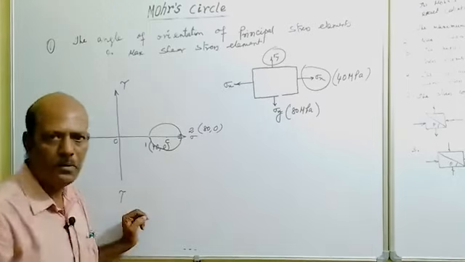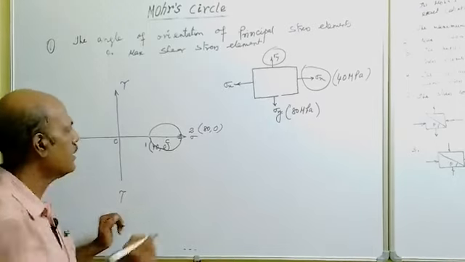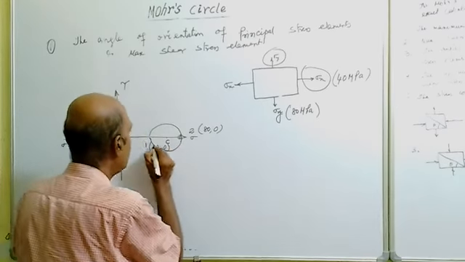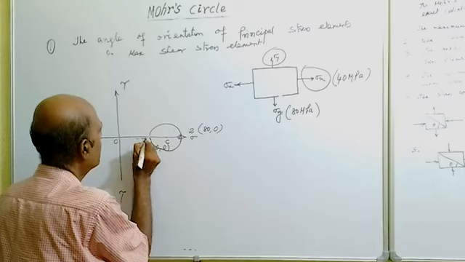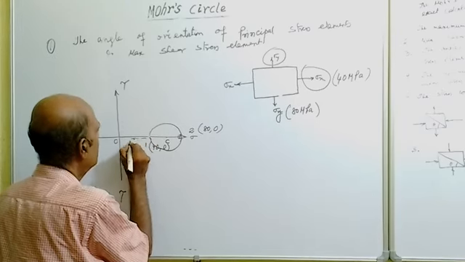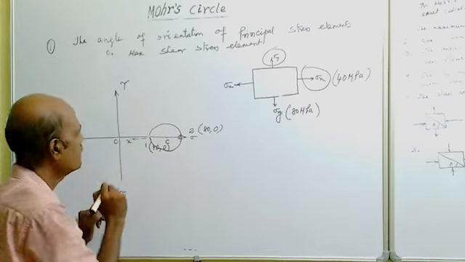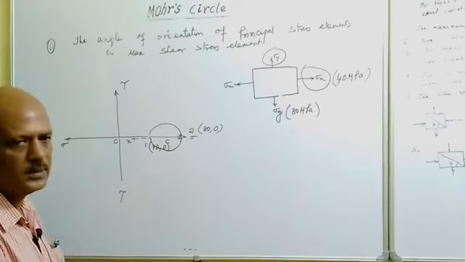Now we want to mark the x axis. Where is the x axis? So the first point is plotted here. So you can see this is the x axis. Right?